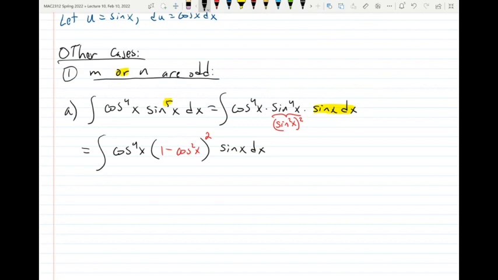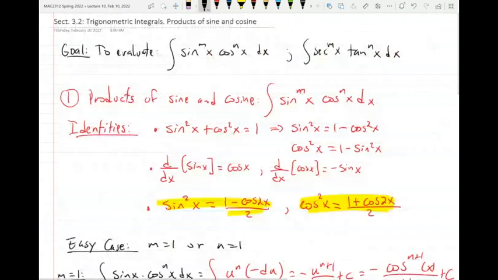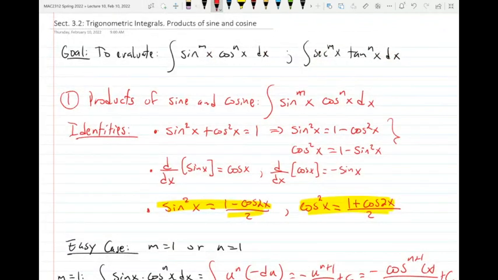Wait. What happened to the 2? What 2? Isn't it 1 minus cosine 2x over 2? No, sine squared. I use the fact that it's 1 minus cosine squared, the very first identity, the Pythagorean identity. Oh, you didn't do the other one. No. Pythagorean. Remember, these identities are the ones that allow you to go from sine to cosine or from cosine to sine. That's a way to think about how you can change one into the other. It's just that you need even powers.